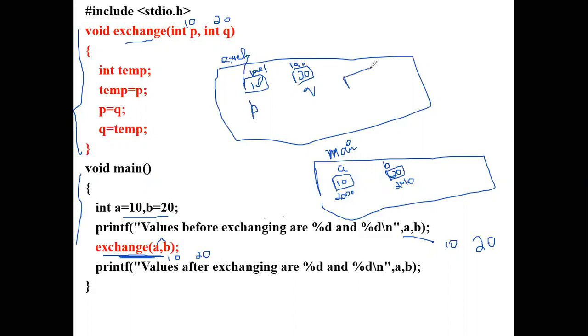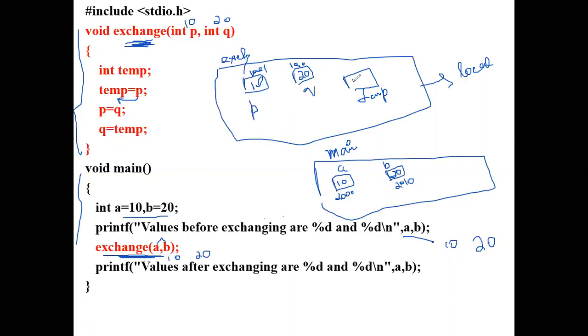And we are declaring one more variable, temp. Remember, all these variables are local to this function exchange. When we end this function, all these variables will get destroyed. So all these variables are local variables to the function. Now int temp is equal to p. So whatever value is there in p, we are going to store it in temp.